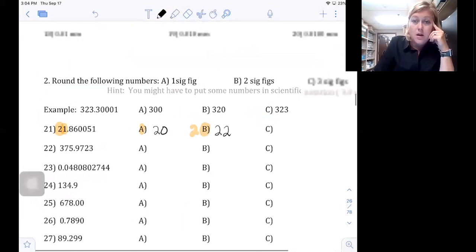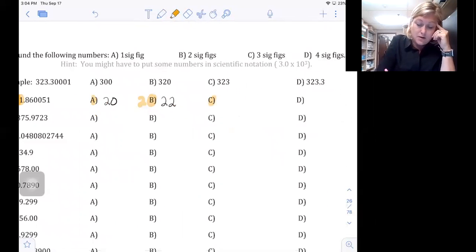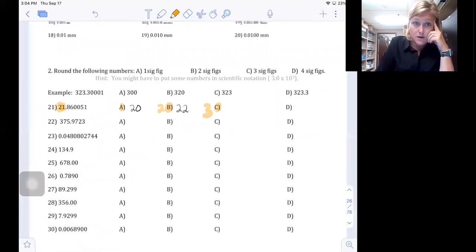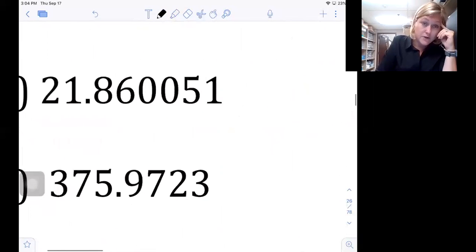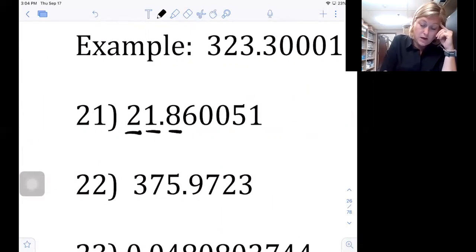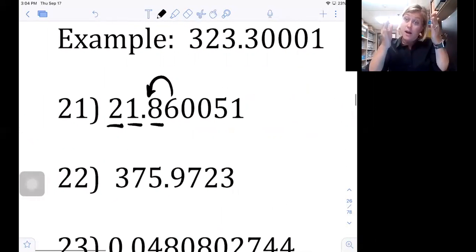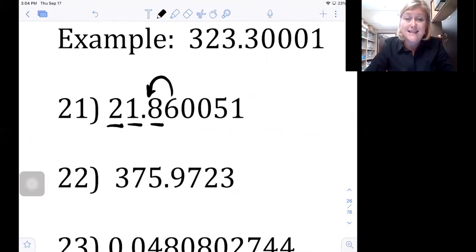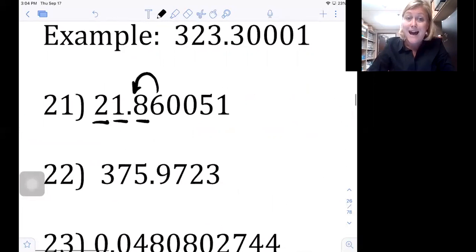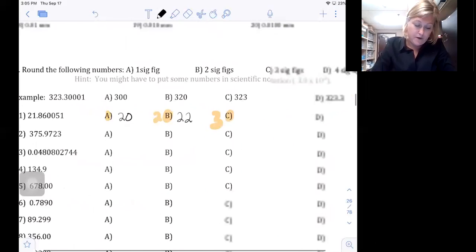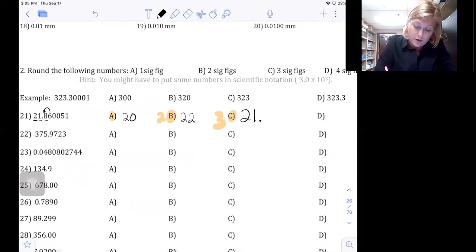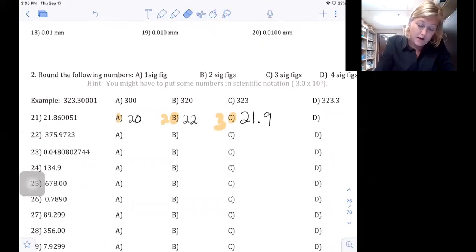Okay. C, column C, you need to have 3 significant figures. Okay, so now I'm going to look here. I'm going to highlight my first 3 or underline my first 3. 1, 2, 3. What does the 6 do to the 8? And if you say yes, because it's 5 or higher, it's going to increase that 8 to a 9. Okay, so now this is now going to turn into 21.9. Good. Okay.